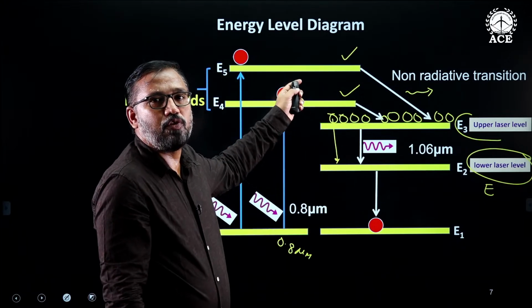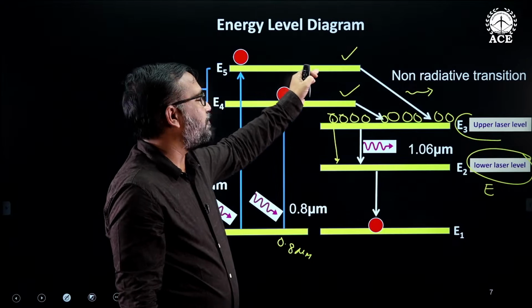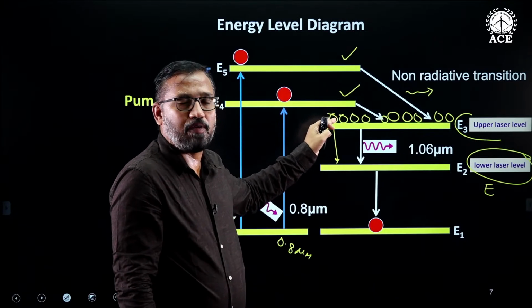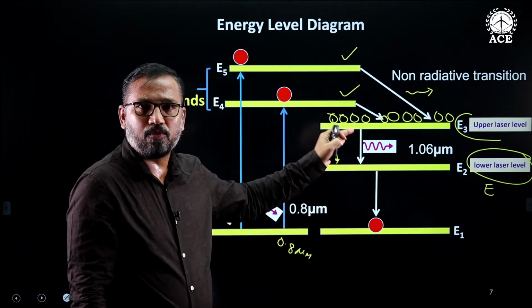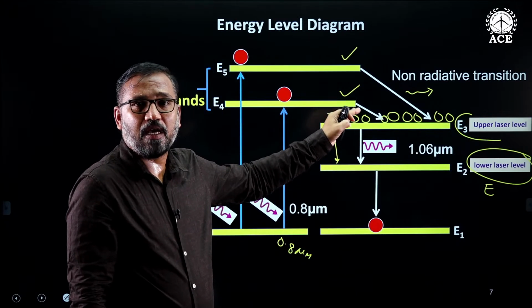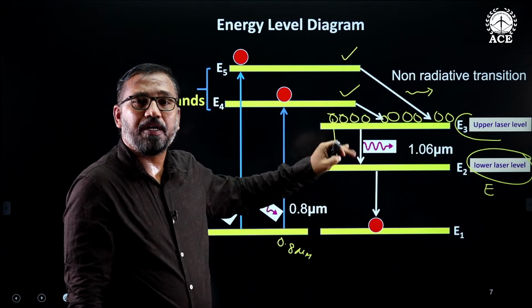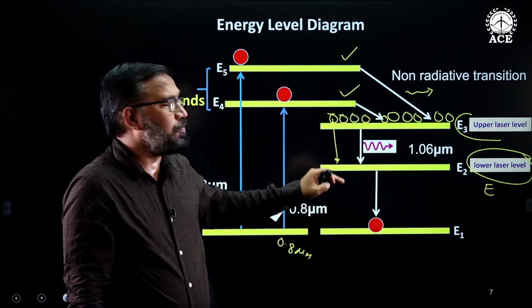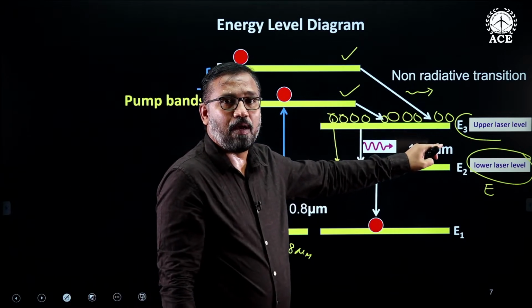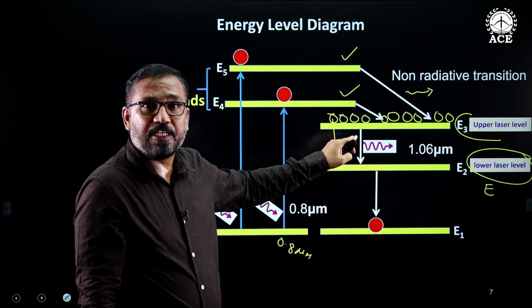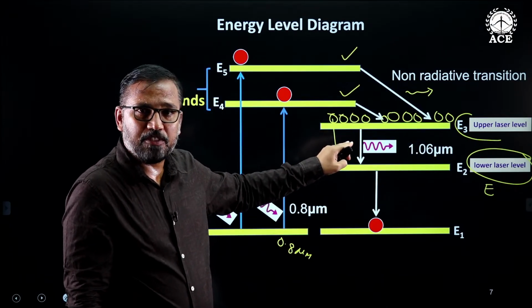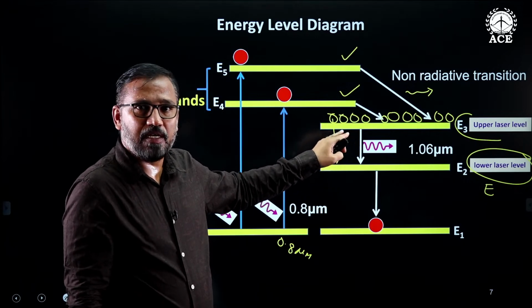So transition of neodymium ions takes place from this E5 level and E4 level to the E3 upper laser level. While they are coming, they give a non-radiative transition. Once they enter this E3 level, the upper laser level, which is a metastable state, they will stay for some time, meaning the lifetime is more. So population inversion we can achieve.